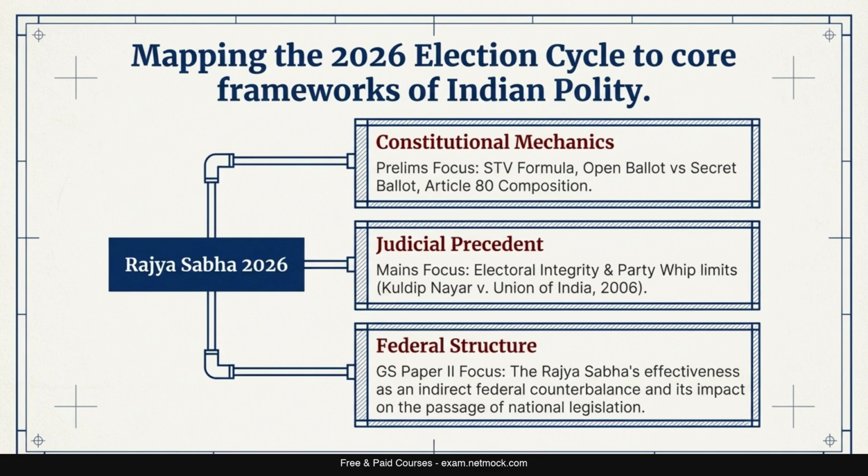For constitutional mechanics in prelims, focus on the STV formula, open ballot versus secret ballot, and Article 80 composition. For judicial precedent in mains, study electoral integrity and party whip limits through the Kuldeep Nair case. For federal structure in GS Paper 2, analyze the Rajya Sabha's effectiveness as an indirect federal counterbalance.